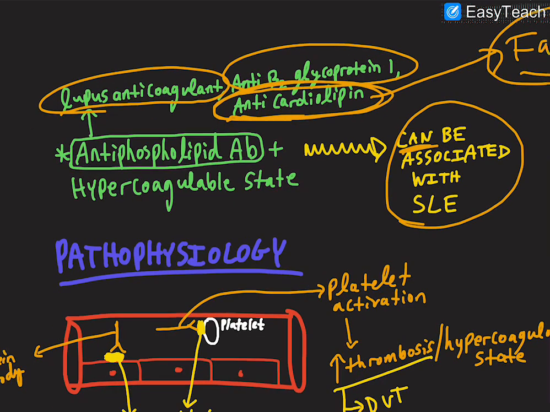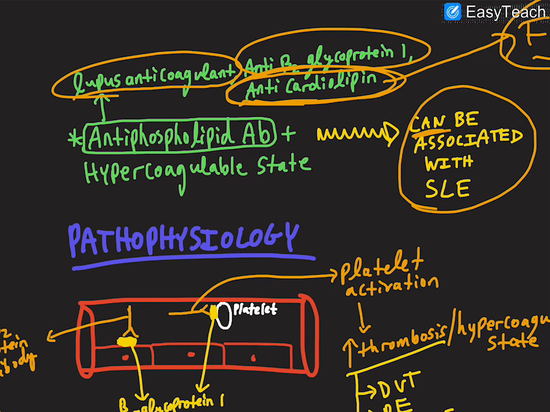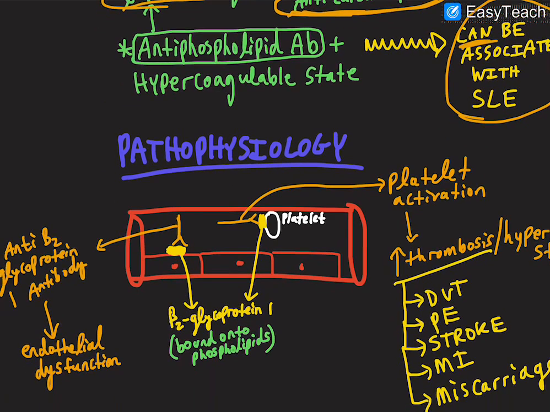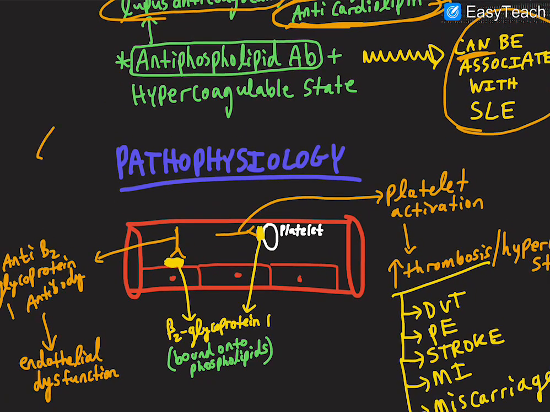Okay, so let's focus on lupus anticoagulant and anti-beta 2 glycoprotein 1 antibodies. It turns out these antiphospholipid antibodies can bind certain areas and lead to a hypercoagulable state. That's what antiphospholipid syndrome is. It's the presence of antiphospholipid antibodies and the presence of a hypercoagulable state. So on your endothelial cells, you have beta 2 glycoprotein 1. You can have beta 2 glycoprotein 1 that can be bound onto phospholipids that are present on your endothelial cells.